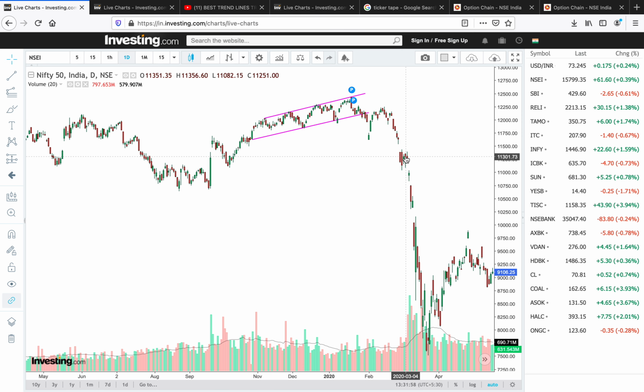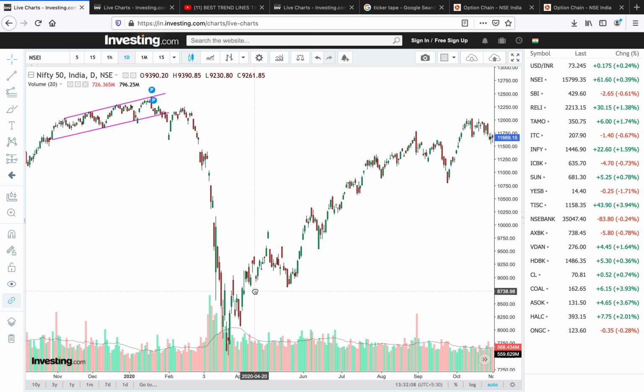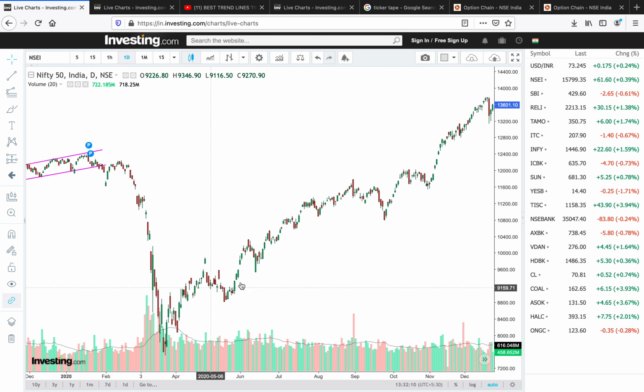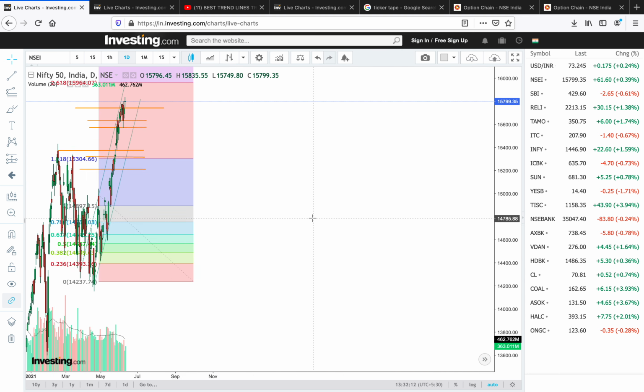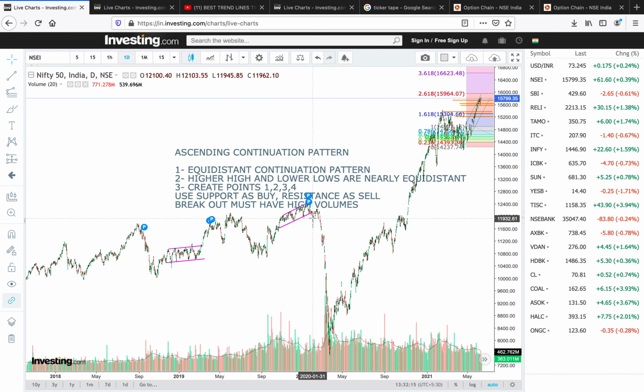In that case also, after point number 6, point number 7, you can always get a breakout in either direction and use the volumes, and you can find out whether you should go on the buy side or you should go on the sell side. Now let me show you more examples. I've mentioned the things here, some of them to note down for you.